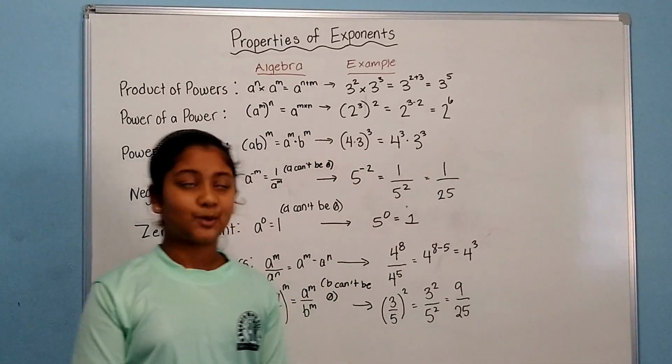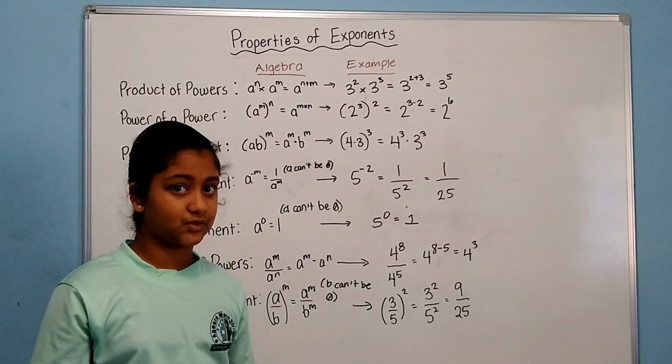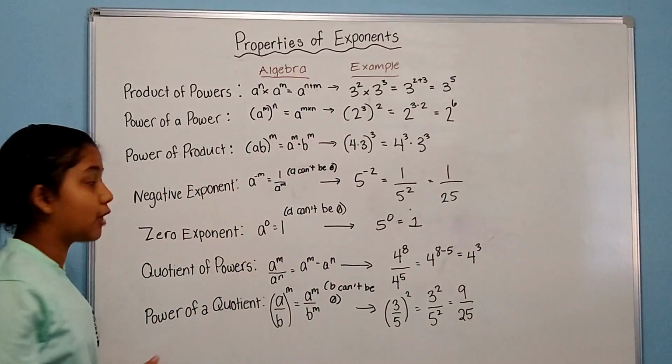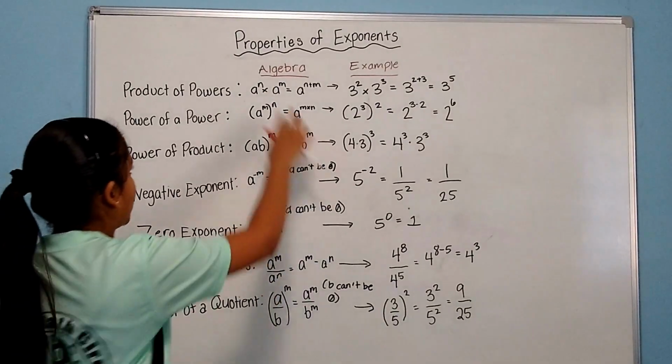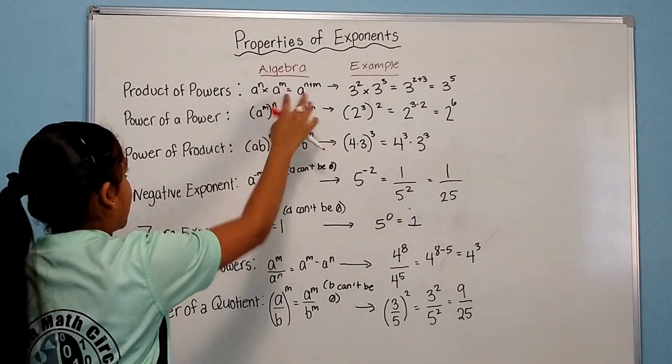Now let's go ahead and look at the properties of exponents. There are going to be 7 properties of exponents, so make sure to pay attention. Let's start with the first one, which is the product of powers. That's when there are 2 exponents and you're going to be multiplying them.